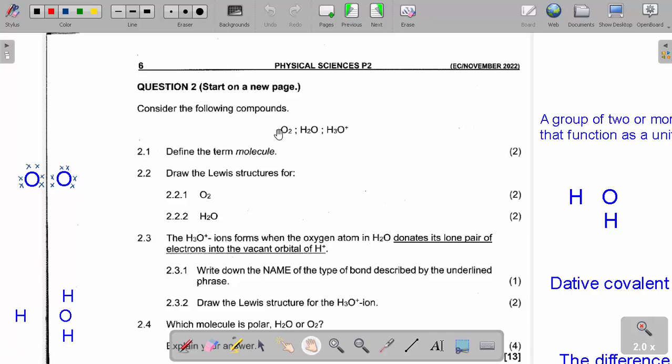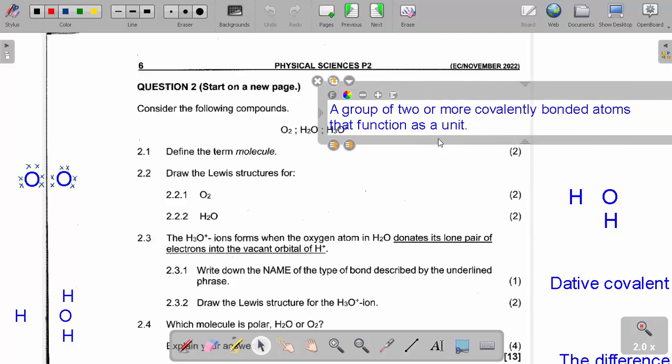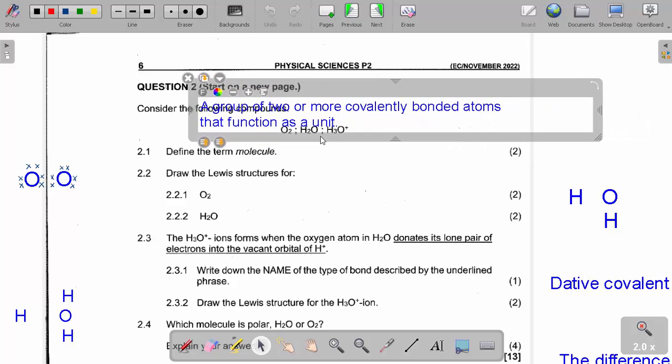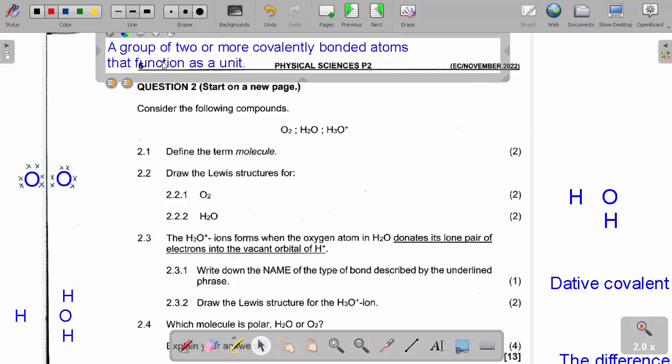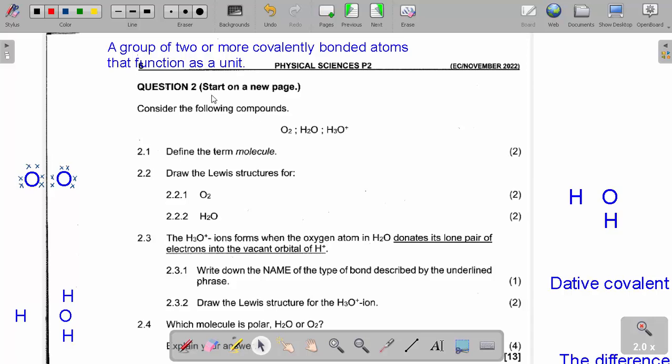Consider the following compounds: oxygen, water, hydronium ion. They say define the term molecule. So what is a molecule, guys? A molecule is a group of two or more covalently bonded atoms that function as a unit. We're saying that a molecule is a group of two or more atoms bonded together that act as a unit. Okay, that's how I define a molecule.